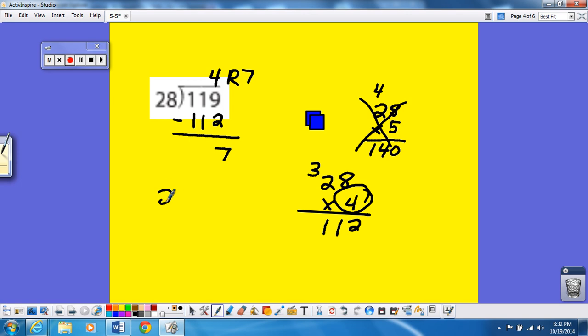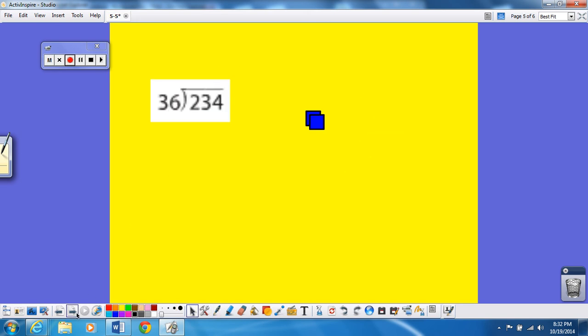Let's make sure we're right, so let's multiply it out. 28 times 4. Remember, you're always multiplying your divisor by your quotient, and you should get your dividend. 8 times 4 is 32. 4 times 2 is 8, plus 3 is 11. Add my remainder to it, which is 7. And my answer is 119. Perfect. All right, let's try one more.